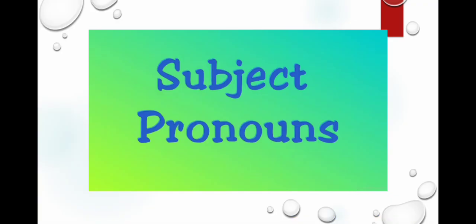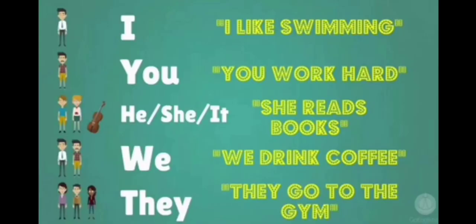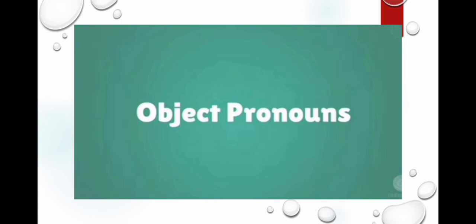So now let's see more about subject pronouns. Subject pronouns act as the subject of the sentence. I, you, he, she, it, we, they are subject pronouns. Let's see the examples. I like swimming. You work hard. She reads books. We drink coffee. They go to the gym. We use subject pronouns as subjects before verbs.